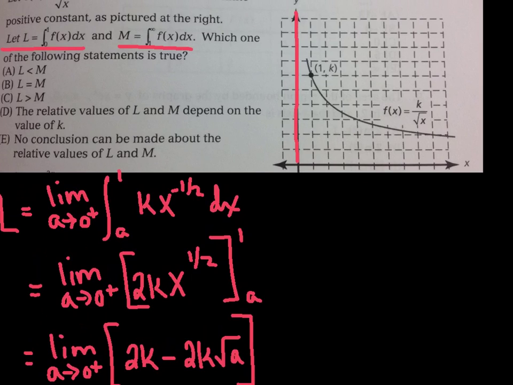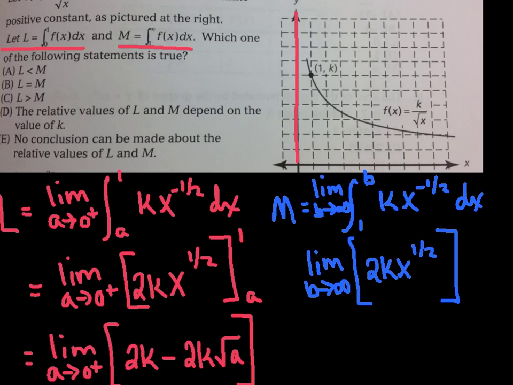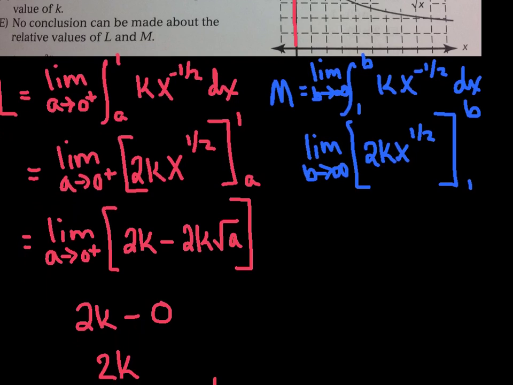What's M going to be? I think this is the easier one to spot. We're going to go integral from 1 to b, where b is the limit as b approaches infinity of k times x to the negative 1/2 power. Let's see. My limit as b approaches infinity, antiderivative is going to be 2k x to the 1/2 again, bounds of 1 to b. Going to rewrite that limit one more time.